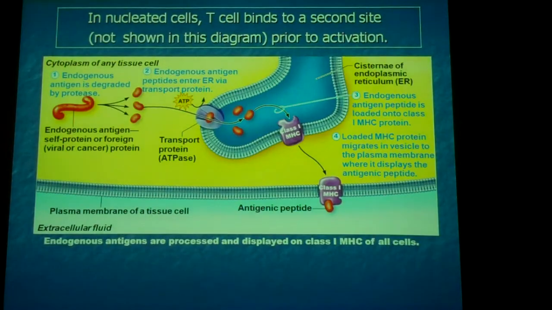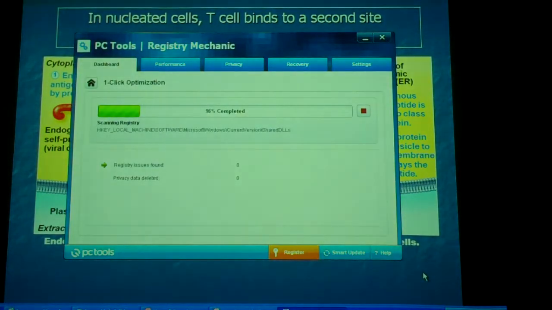This is what I was telling you. I showed you this a while ago. Here's the antigenic fragment. This is class 1 MHC, endogenous antigen. This T cell that comes along that is specific for this antigen is not activated fully just by contacting this antigen. It has to bind to another place on this membrane to be sure that it's not going to attack normal cells.